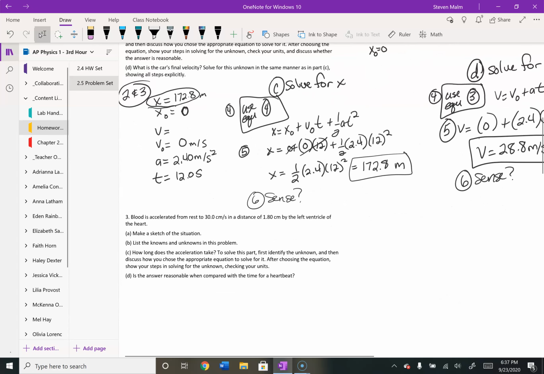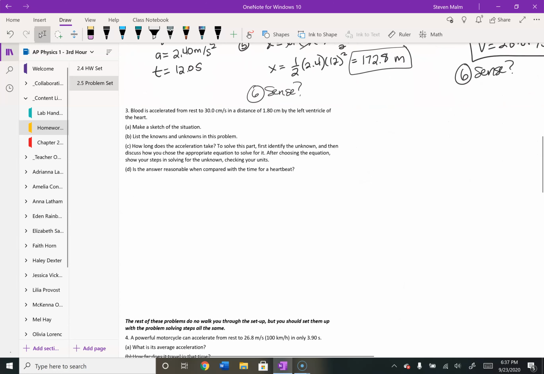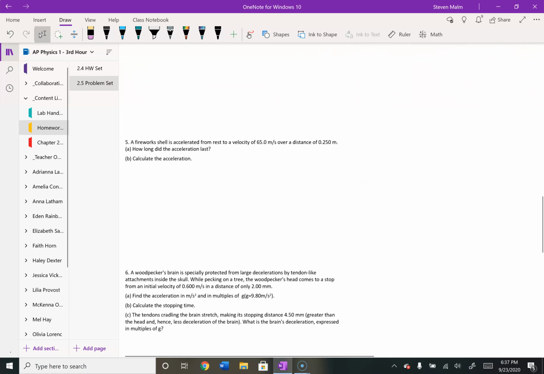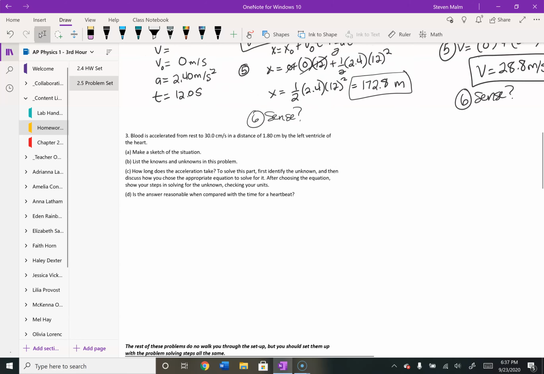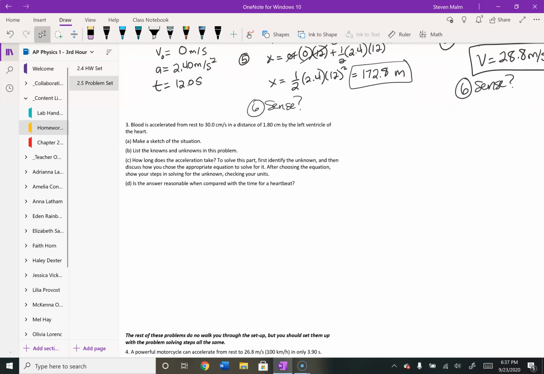Moving on. I'm going to do one more, and then I'm going to solve the rest, and you guys can come back to this sheet and you can look at your answers in the morning. All right. The next one says blood is accelerated from rest to 30 centimeters per second in a distance of 1.8 centimeters by the left ventricle of the heart. Make a sketch of this situation. Okay.